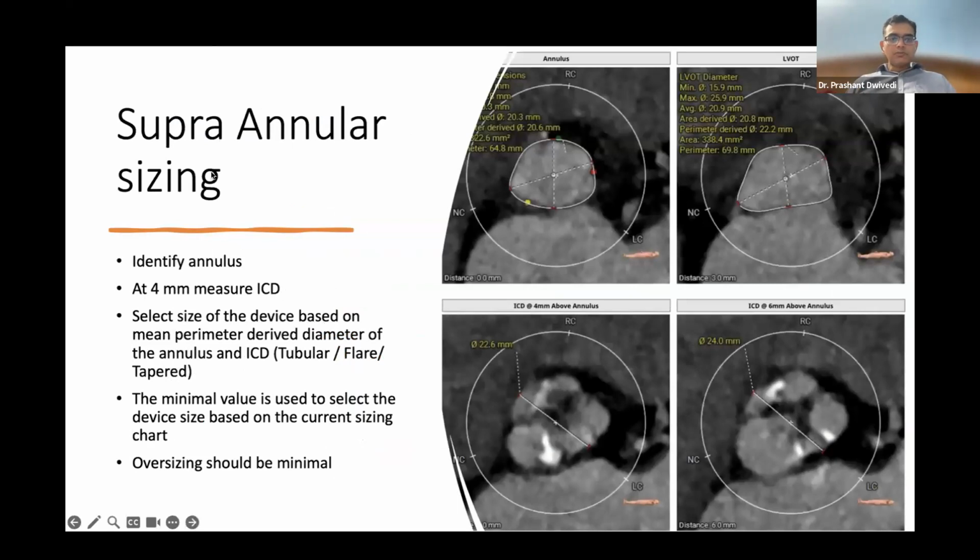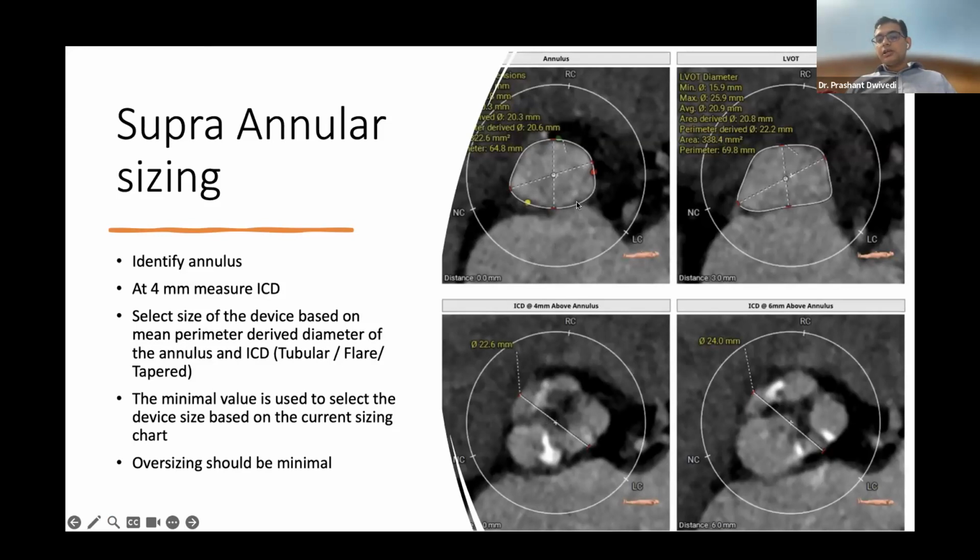So just an example of how to decide the supraannular sizing. This is the annulus dimension. What we need to do is identify the annulus, then at 4 millimeter above the annulus, measure the intercommissural distance. This is the intercommissural distance, which is 22.6 millimeter, while at the annulus level the perimeter derived diameter is 20.6. So my valve sizing will be based on the annulus rather than the supraannulus.